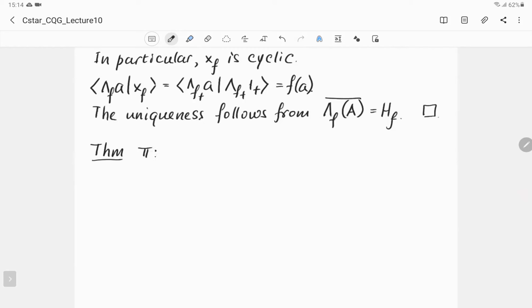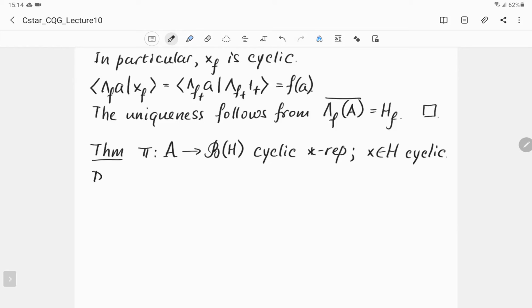Suppose that we have a cyclic star representation of A on a Hilbert space H. And let's choose a cyclic vector X. Let's now define a functional. We define a functional f of a by the following formula. This is the inner product of pi of a x and x.